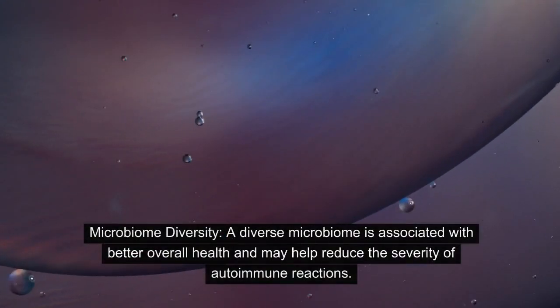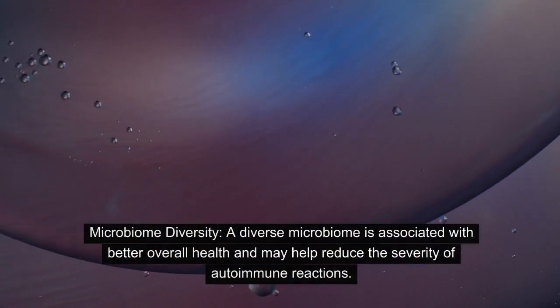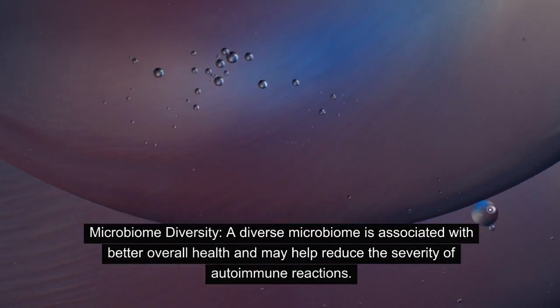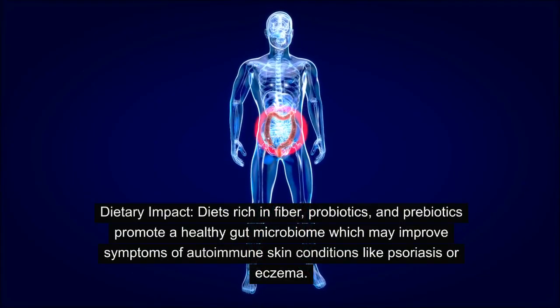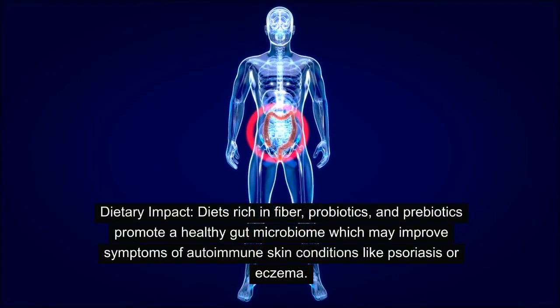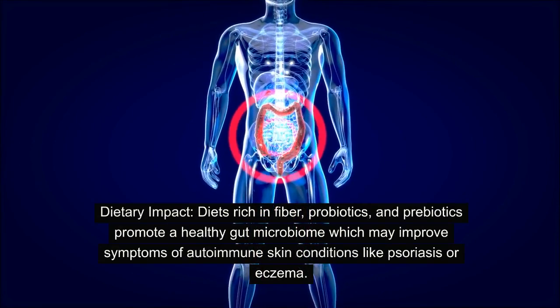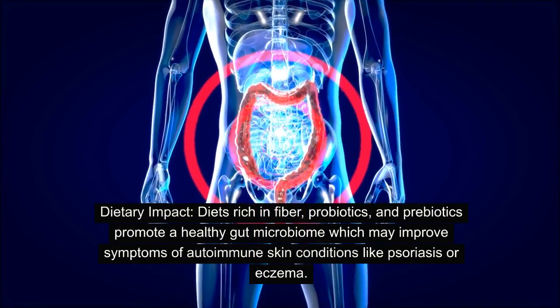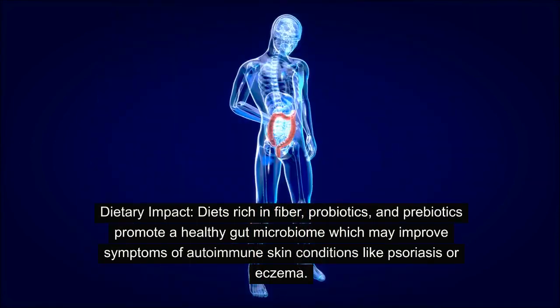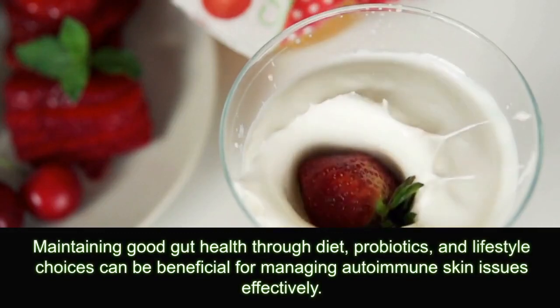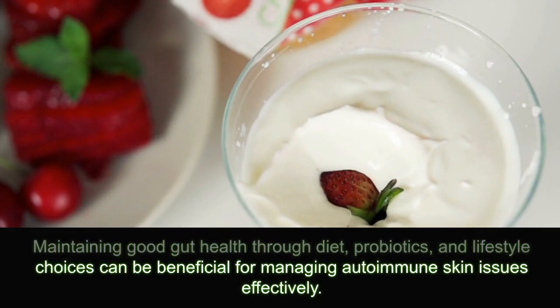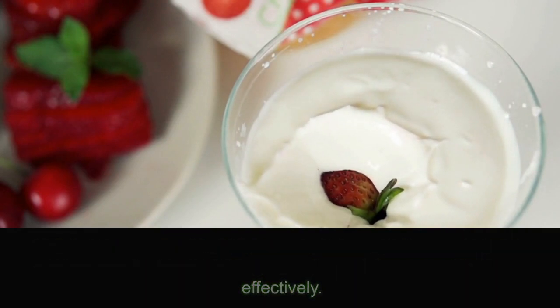Microbiome diversity. A diverse microbiome is associated with better overall health and may help reduce the severity of autoimmune reactions. Dietary impact. Diets rich in fiber, probiotics, and prebiotics promote a healthy gut microbiome which may improve symptoms of autoimmune skin conditions like psoriasis or eczema. Maintaining good gut health through diet, probiotics, and lifestyle choices can be beneficial for managing autoimmune skin issues effectively.